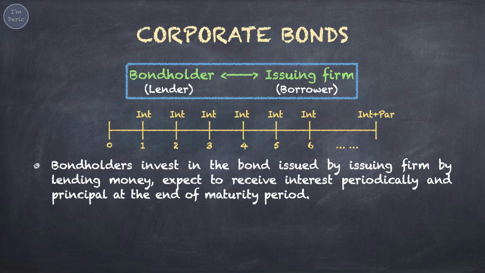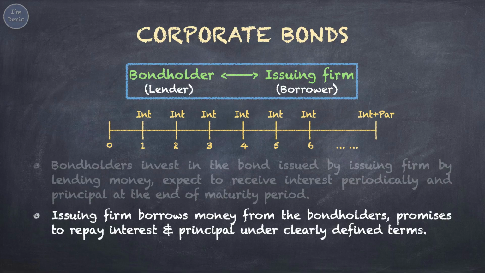So bondholders may expect to receive interest periodically, which is commonly semi-annual or annual payment, and receive principal at the end of maturity period. For the issuing firm that borrows money from the bondholders, it promises to repay interest and principal under clearly defined terms, such as when to pay and how much to pay.